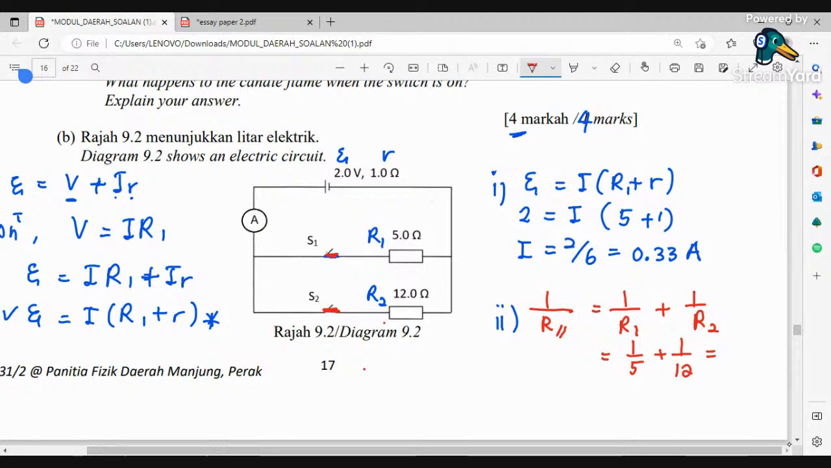Okay, try to solve it. I make it 60, 12 plus 5, so 60 over 17, which is 3.53 ohm. So I get the effective resistance when S1 and S2 are on.